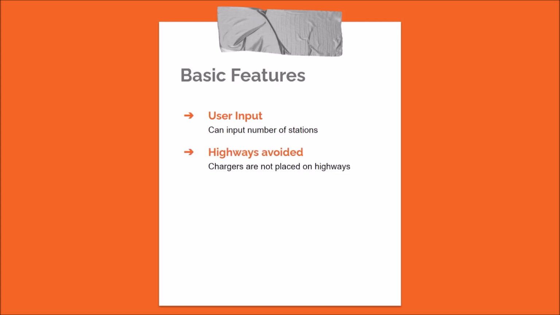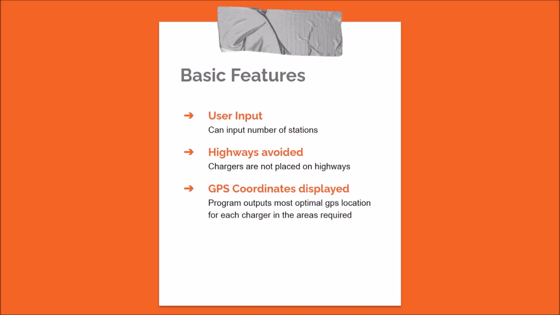So some of the basic features our web app includes is user input, so it allows the user to input the amount of stations they want to display on the web app. It also avoids highways, so no stations are going to be on the highway. And we have the GPS coordinates displayed in the web app.